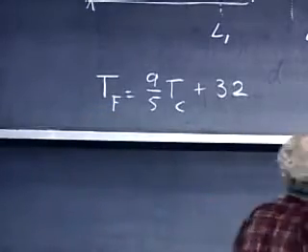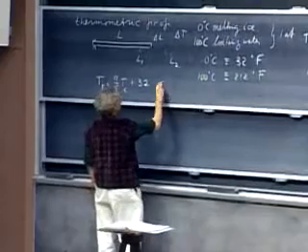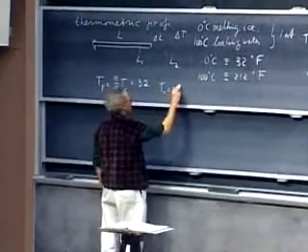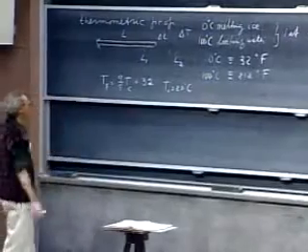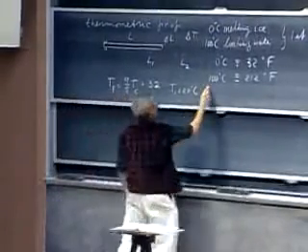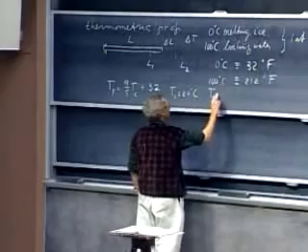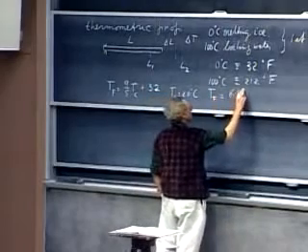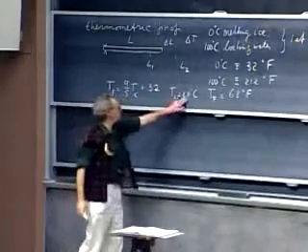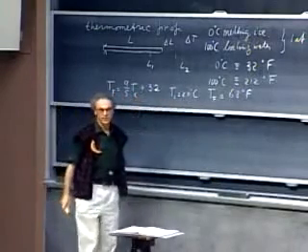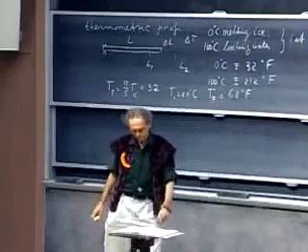If you take room temperature, it's 20 degrees centigrade, what I grew up with. In Europe, everyone uses centigrade. Then you can see that in terms of Fahrenheit, that becomes 68 degrees Fahrenheit. 9/5 times 20 gives you 36, and then you add 32.